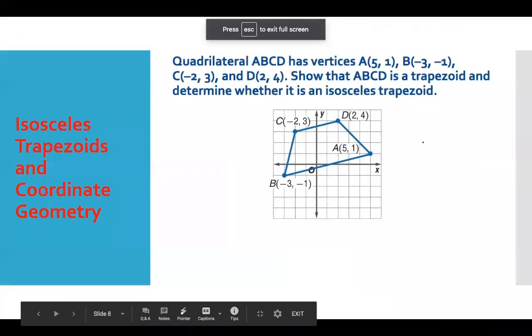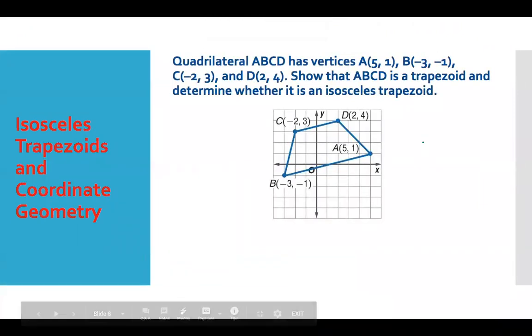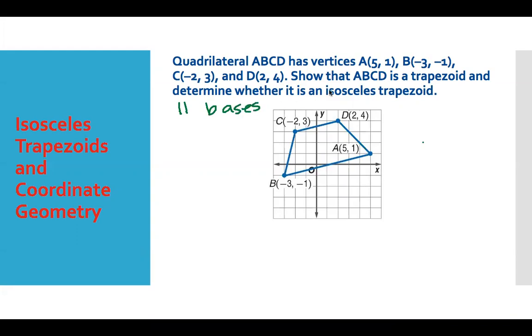All right. Quadrilateral ABCD has these vertices. Show that ABCD is a trapezoid and determine whether it's an isosceles trapezoid. So, how do we show that it's a trapezoid? What has to happen if it's a trapezoid? The bases have to be parallel. So the first thing we need to show is parallel bases, right? Okay. So we're going to show parallel bases.